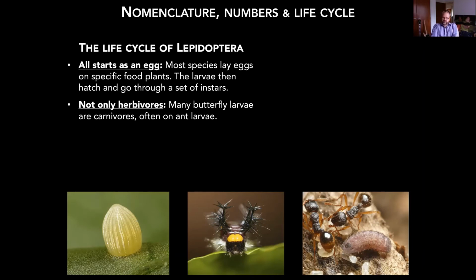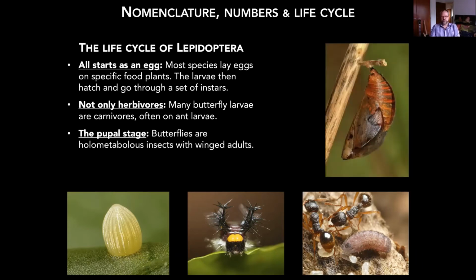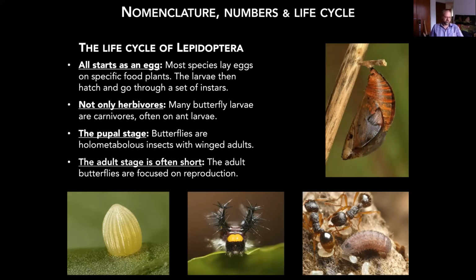But regardless of what they feed on, after a few instars, they will turn into a pupa. And in the pupa, there are big changes happening. This was previously just a larva without any wings. You can see in the pupa here how the wings have started to form. And then the butterfly emerges from the pupa as a winged adult that can fly. This adult life stage is usually quite short because the main purpose of this stage is breeding. So most adult butterflies are focused on just a little bit of feeding to sustain themselves, but most of their focus is on finding a mate and laying eggs.